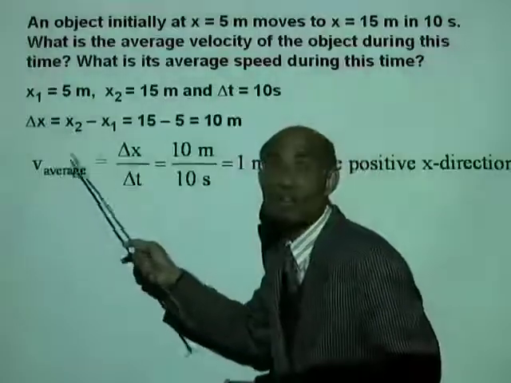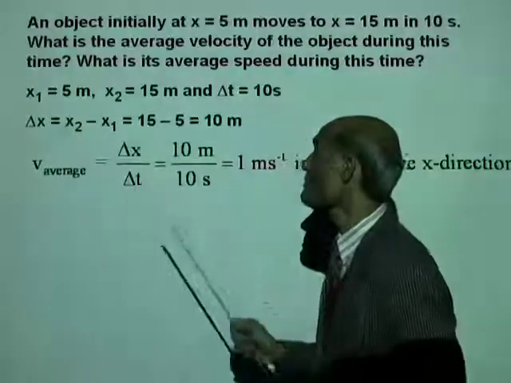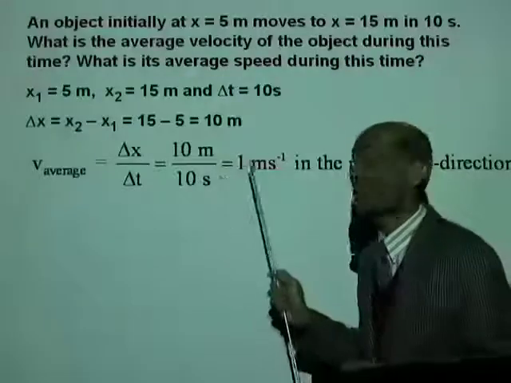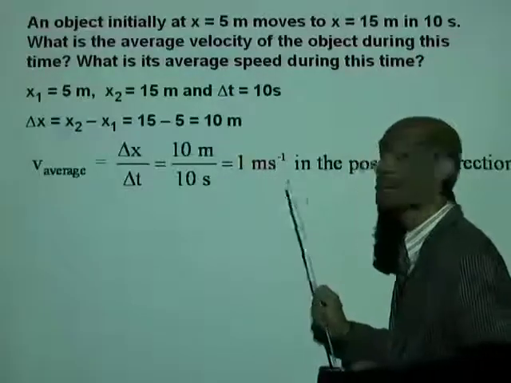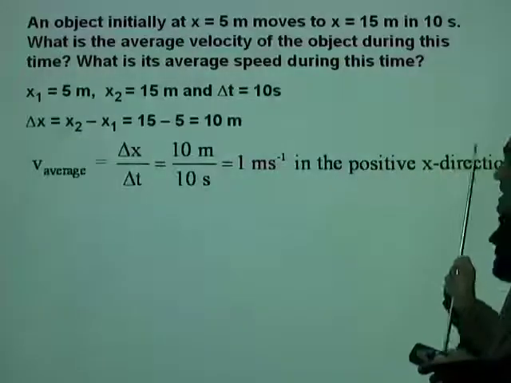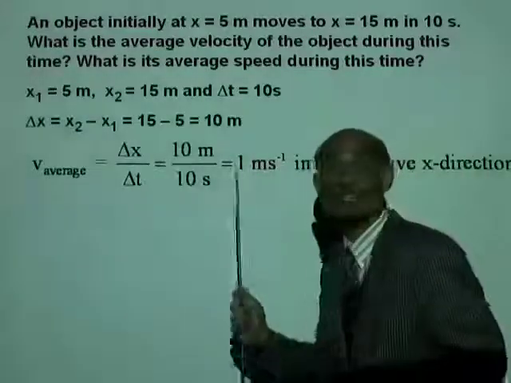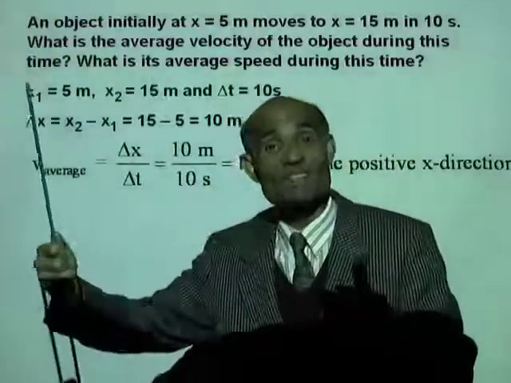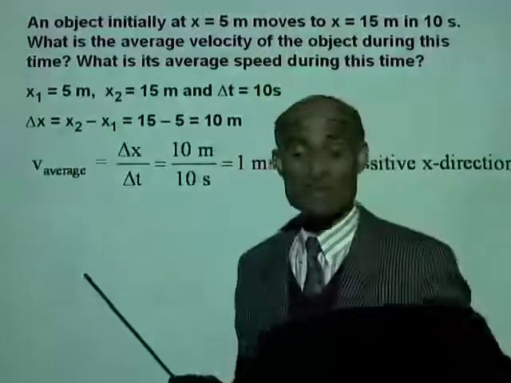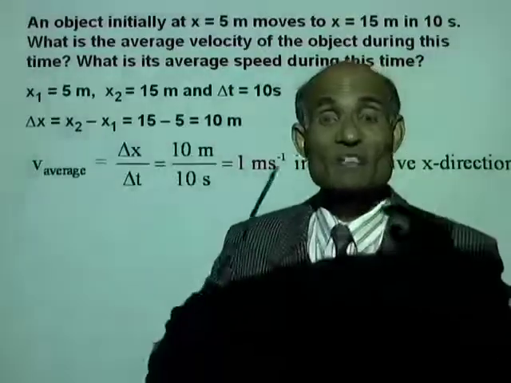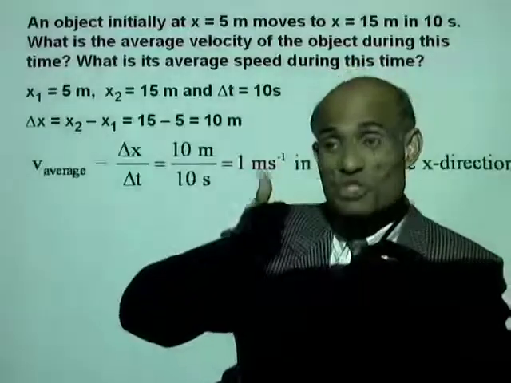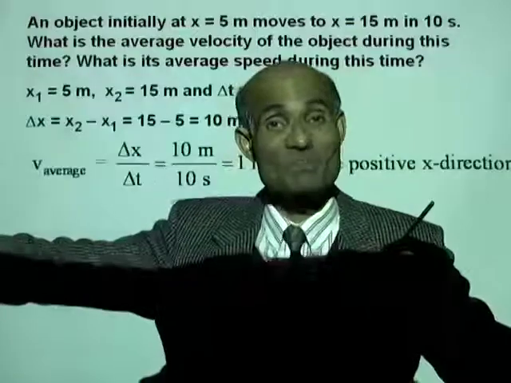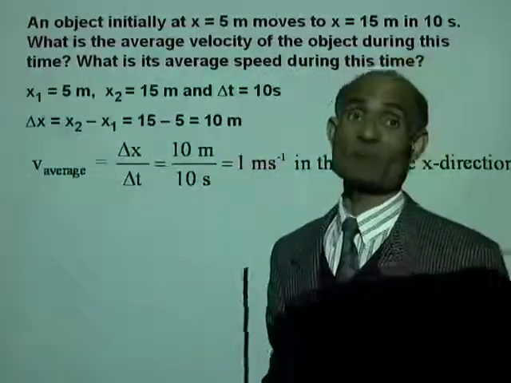Therefore, average velocity is delta x divided by delta t, which is 10 meter divided by 10 seconds, 1 meter per second in the positive x direction. You can see the velocity is positive. That means the object is moving to the right with a velocity of 1 meter per second. It means every second its position changes by 1 meter in the positive x direction. That's the meaning of this velocity.